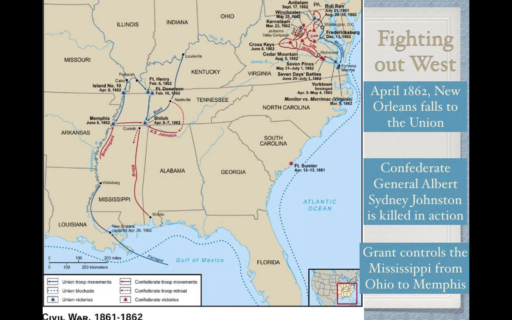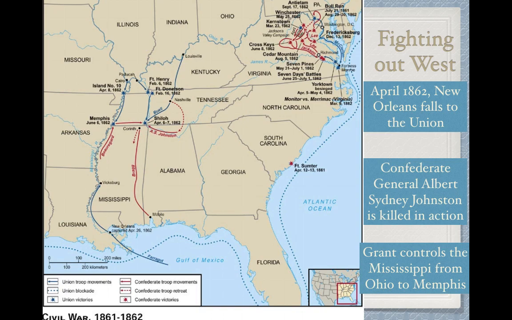Fighting out west. So this map gives us a good indication of where the battles are concentrated. You can see Fredericksburg there. You can see Cedar Mountain, Yorktown, all of these states here, Antietam. And then you can also see in the very top right, that's Bull Run. And there's two different battles at Bull Run. And then you also see, if you look over towards Memphis, some battles there as well.